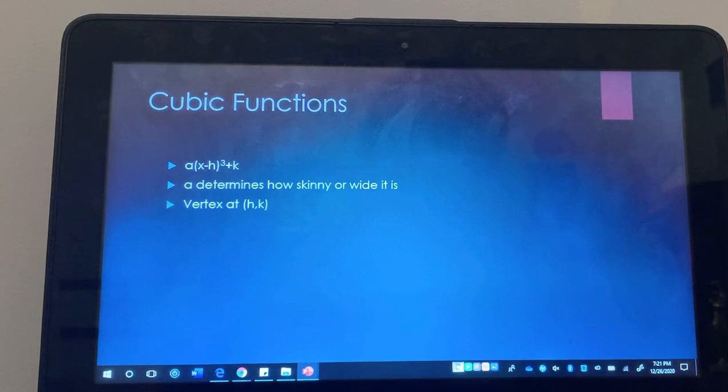H determines the movement left or right. So if it's x minus 3, the graph is going to move to the right 3. But if it's x plus 4, the graph is going to move to the left 4. Since you see plus k, it determines how high or low it's going to be. If k is plus 2, it's going to move up 2. But if it's minus 1, it's going to move down 1. And the vertex, which we'll point out later, is at (h, k).